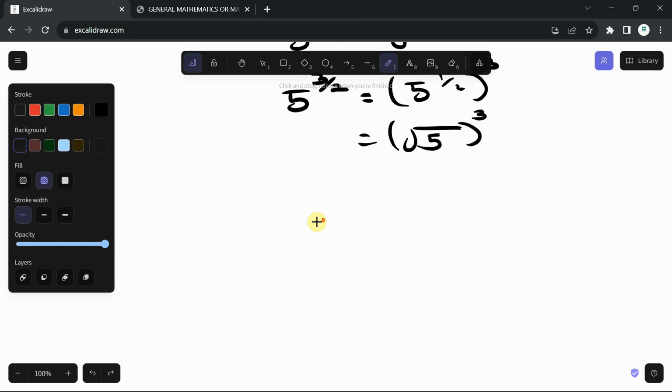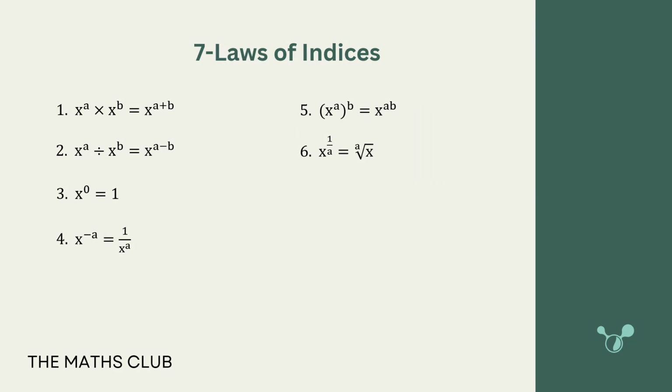Another example, if you have 7 raised to the power of 1 over 3, can you guess what this would be? Great, you got it. That would be the cube root of 7. So this is basically row 6.